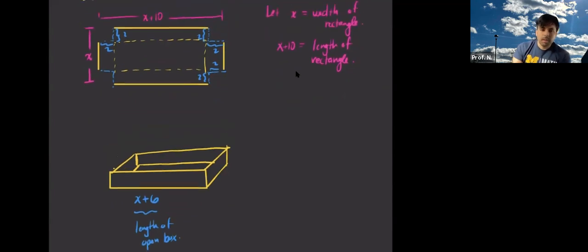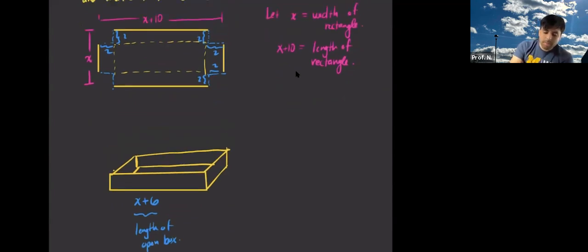And then what's going to be my width of the open box? This is originally x, right? But then we subtract 2 from each side. That's a total of 4. So this becomes x minus 4. This is the width of the box. And finally, we need the height. What's going to be the height? The height comes from this flap here, the length of the square. So my height here is 2.